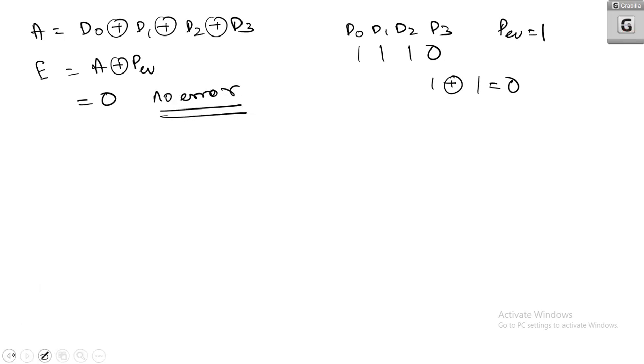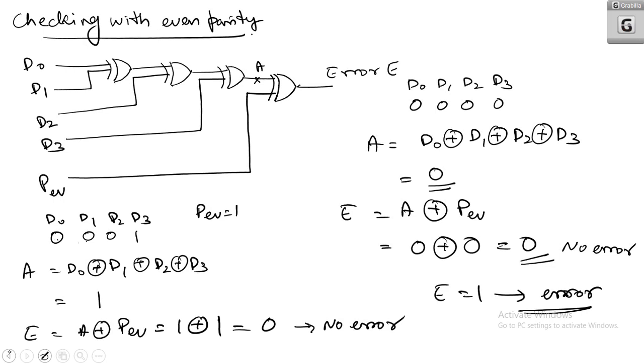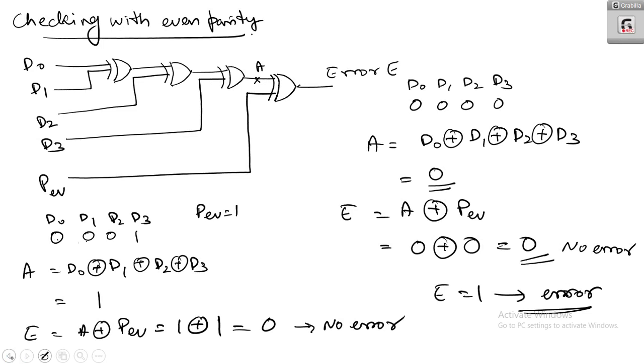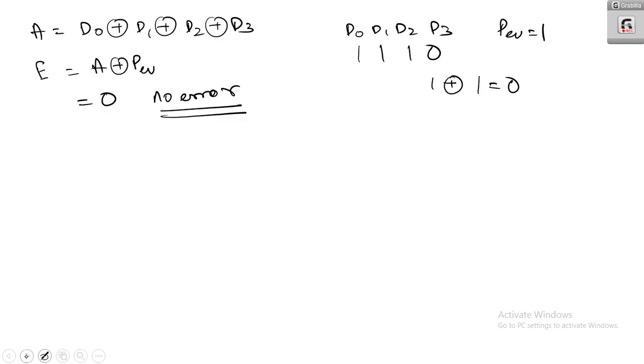Okay, so that is how we are checking for error. At the instant when error becomes 1, we can say that it is not according to the even parity. That means at the receiving end there is some change in that data. Now coming to the next part, let me explain odd parity checking.